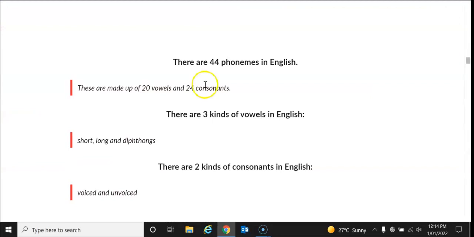Like I mentioned before, there are 44 phonemes in English. These are made up of 20 vowels and 24 consonants. There are 3 kinds of vowels in English: short, long, and diphthongs. There are 2 kinds of consonants in English: voiced and unvoiced.